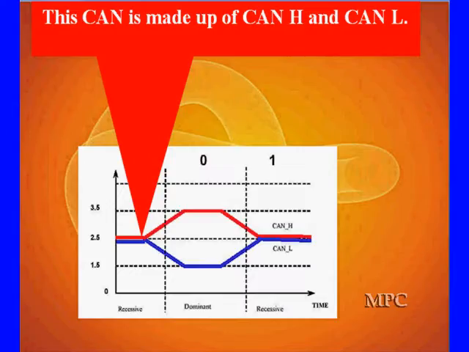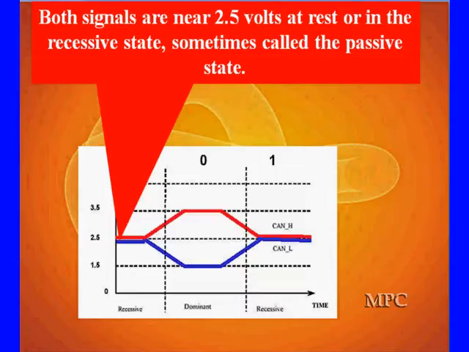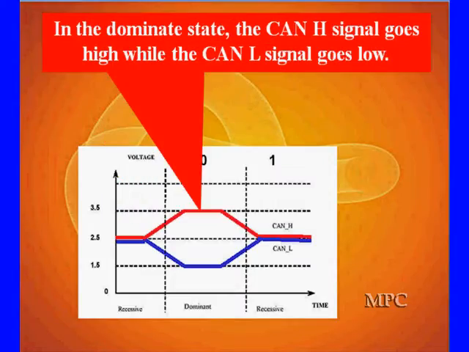Meaning a pulse like this is going to take about 2 millionths of a second. The pattern like this comes when you've got your sweep rate at about a half a microsecond per division. You'll get a trace that looks something like this. But let's examine this trace for a moment. When both signals are near 2.5 volts, the circuit is at rest, also known as the recessive state. In earlier versions, it was called the passive state. We're going to continue with recessive state, just because we keep stumbling over passive, recessive. In the dominant state, the CAN H signal goes high, while the CAN L signal goes low.